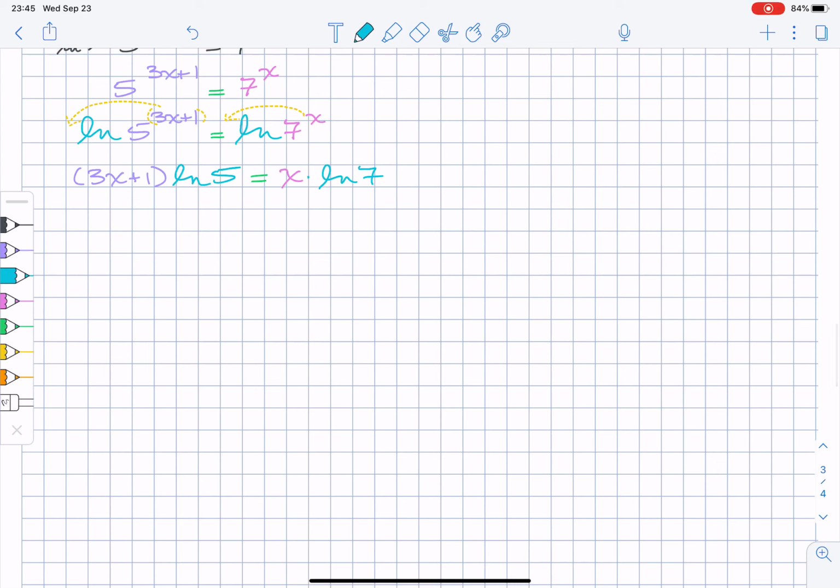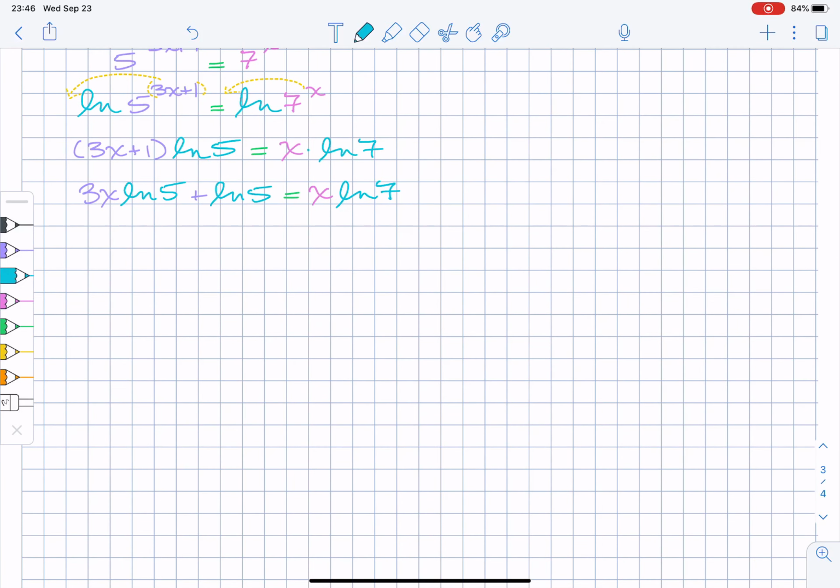Okay, so let's distribute the natural log of 5. So I get 3x times natural log of 5 plus a single natural log of 5. And that's going to be equal to x times natural log of 7. So of course my goal is to solve for x, so I want to move both terms involving x to the left. Namely, I'll have 3x times natural log of 5, from which I'm subtracting an x times natural log of 7. And let's put the constant term, natural log of 5, on the other side, so it becomes negative natural log of 5.